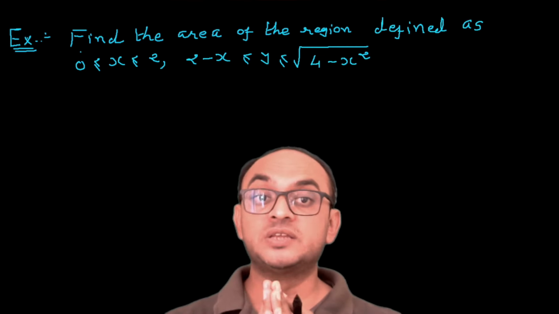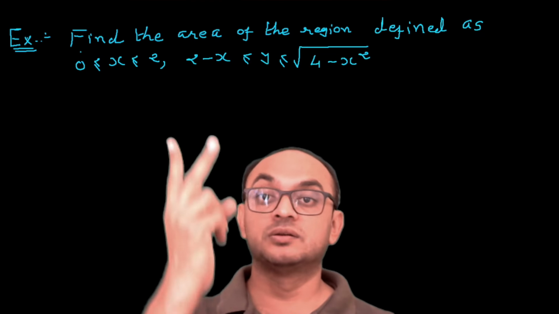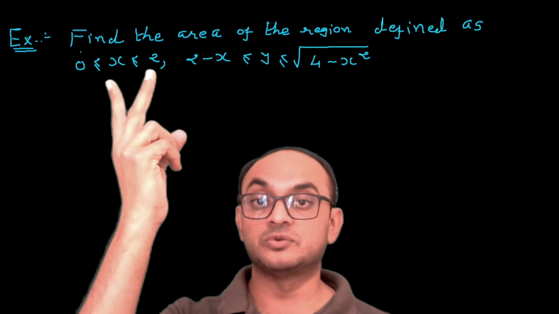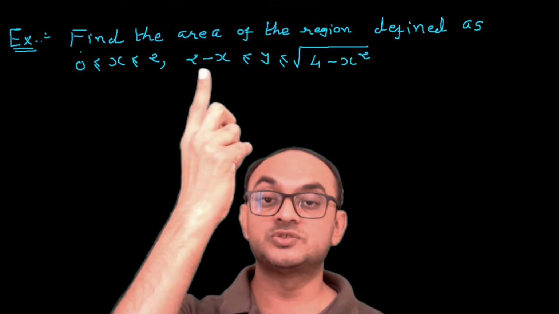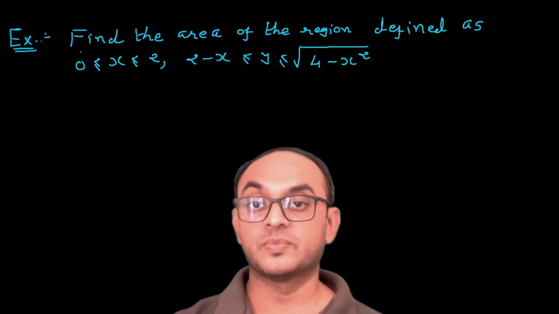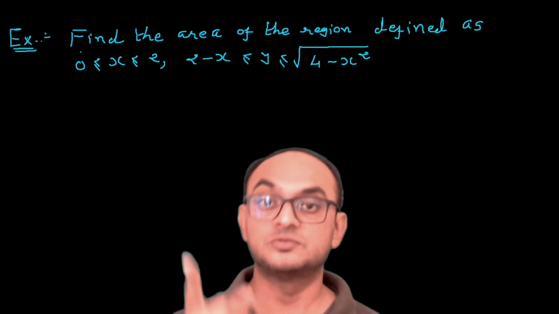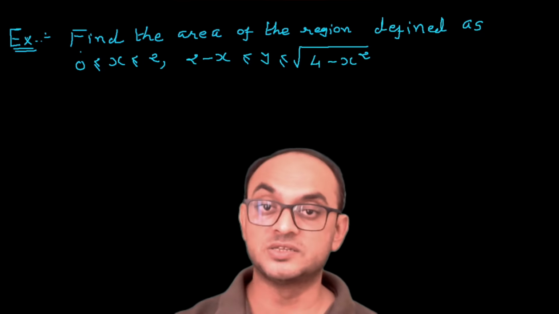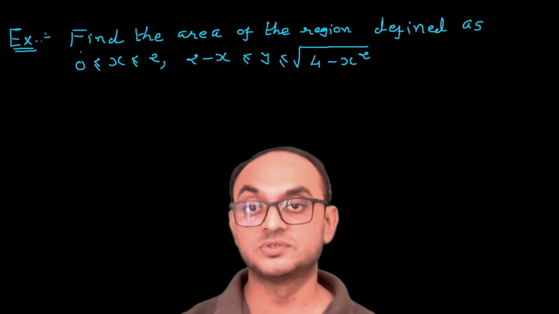Find the area of the region defined by the x range 0 to 2 and the y range 2 minus x to the square root of 4 minus x square. What is the first task? Identify the curves, draw the curves and find the region. So let us identify the curves.